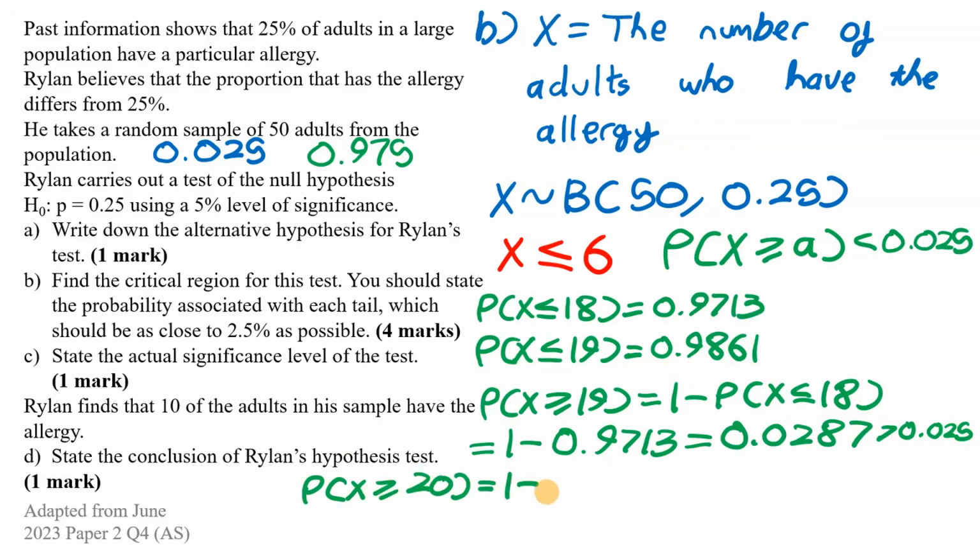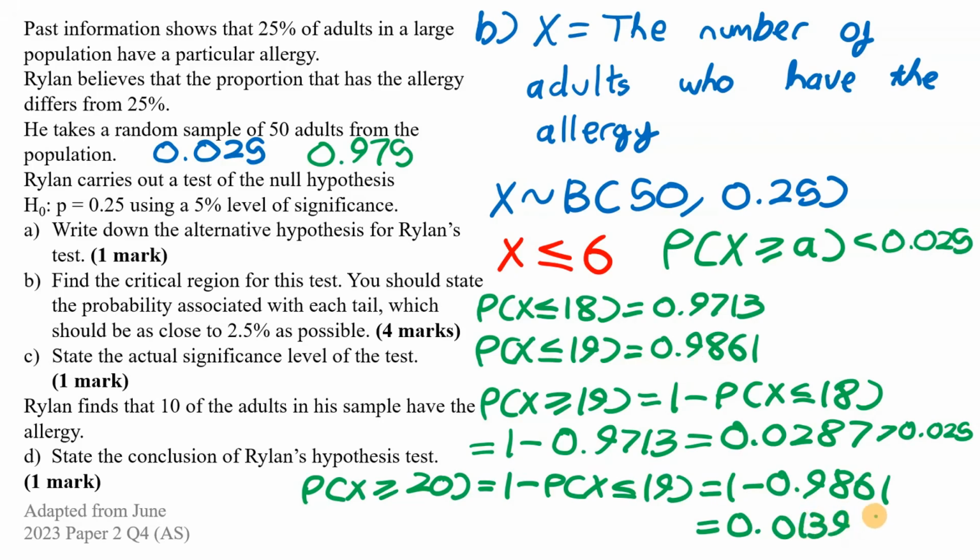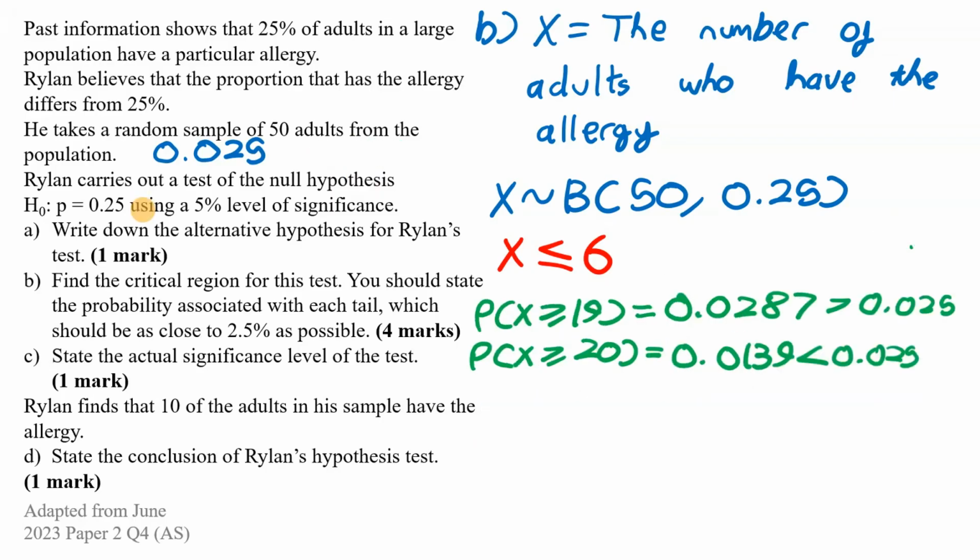Now if we consider the probability that x is bigger than or equal to 20, this is equal to 1 minus the probability that x is less than or equal to 19, so 1 minus 0.9861, and if you put this into your calculator, this is equal to 0.0139, and this is smaller than 0.025. So of these two probabilities, 0.0287 is bigger than 0.025 and 0.0139 is smaller than 0.025.